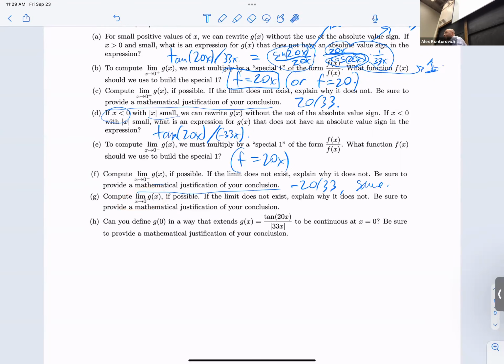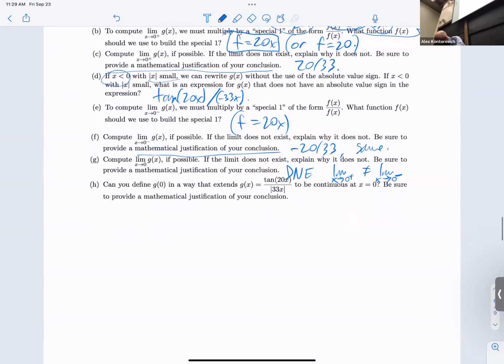Compute the limit of g as x goes to 0 if possible. Is it possible? No. The left limit and the right limit go to different numbers, so the limit does not exist. The limit from above does not equal the limit as x goes to 0 from below. Could you define g of 0 in a way that extends this to be continuous at x equals 0?